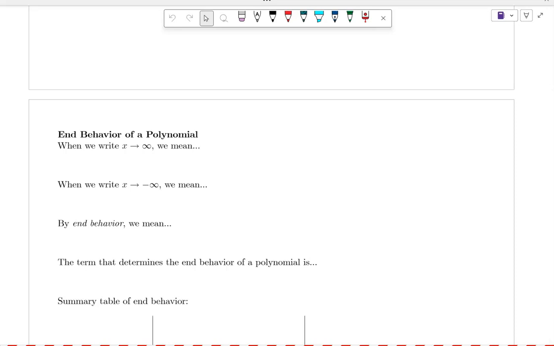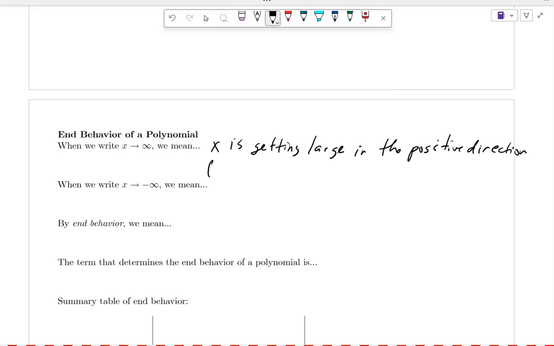Notice we've got this funky looking notation here. We've got an x, and we've got this arrow, and then we've got infinity over on the side. When we're talking about this graphically, what we really mean is we're looking at the x values, and we're letting them get bigger and bigger in the positive direction. That's what this notation means. So when we write that notation, we mean x is getting large in the positive direction. Or if we think about it graphically, we're moving to the right.